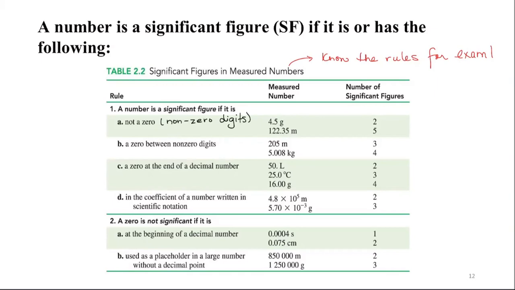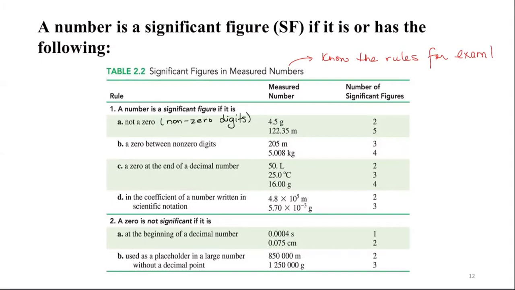Then we have to deal with the zeros, because the zeros are a little more confusing at times. So when is a zero significant? As you can see in rule 1B, a zero is significant if it's in between 2 non-zero digits. In the measurement 205 meters, there are 3 sig figs because that zero is in between non-zero digits. In the measurement 5.008 kilograms, you can see that it has 4 significant figures because the zeros are between non-zero digits.